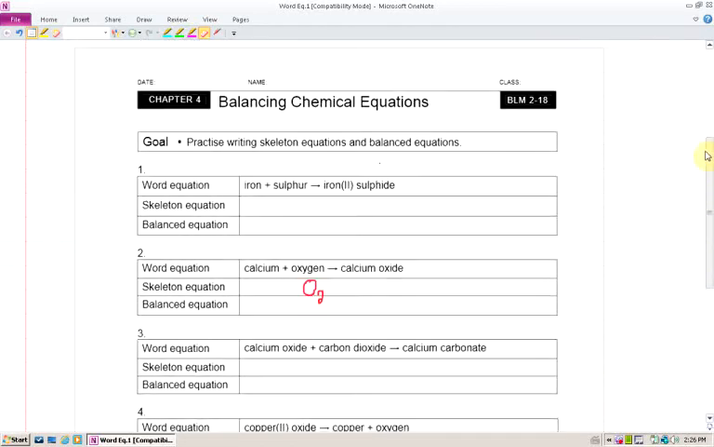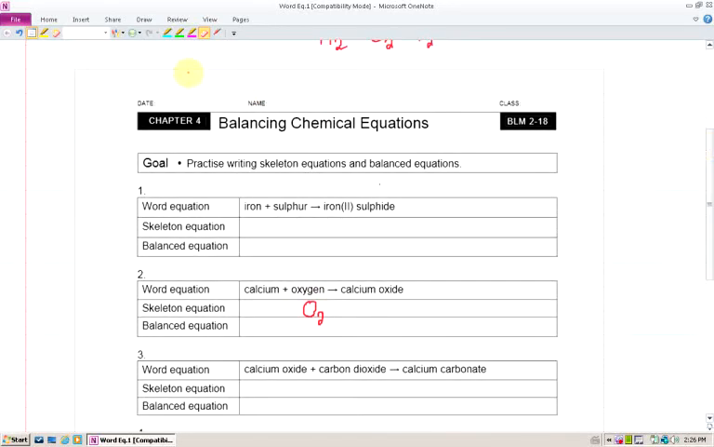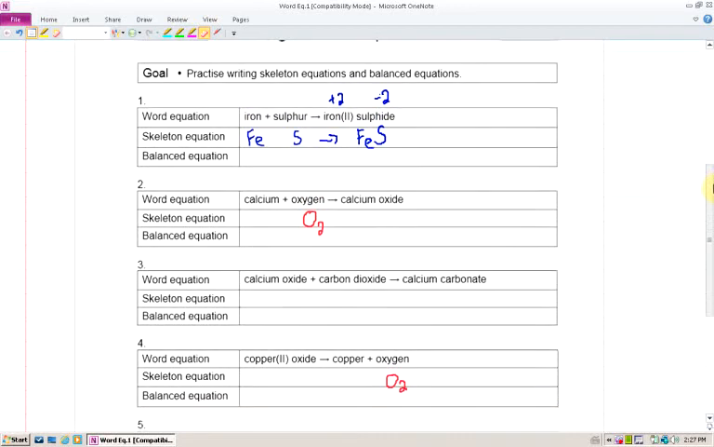The next step would be to get the periodic table and start to write the formulas for each of these words. So iron is just Fe, sulfur is S, and if I write the formula FeS, I need to check that iron is +2, sulfur is -2. This formula does not require further numbers or balancing, so I'll show you balancing on a different question.